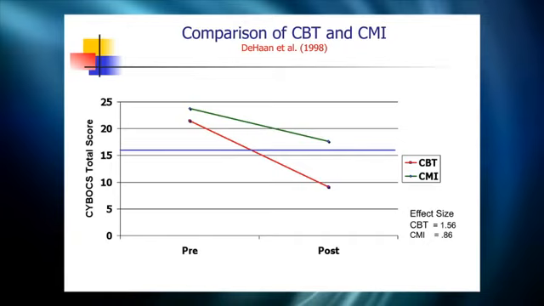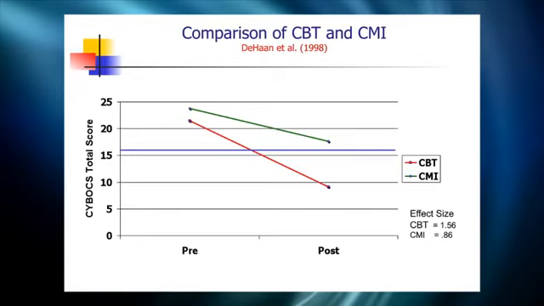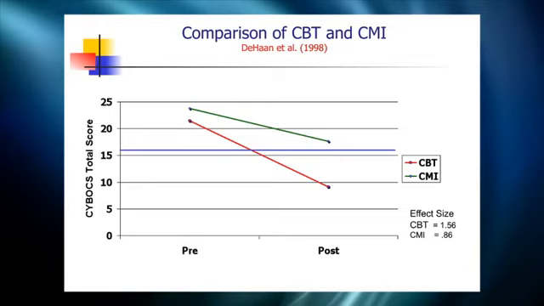These kids, by endpoint on average, were well within the response range. And a score of 10 on the CY-BOCS is considered remission. So scores of 10 or less are really considered clinically insignificant symptoms. So on average, the kids that received CBT in this study would be considered clinically remitted, versus the medication group, where on average the kids were still above the clinical cutoff.